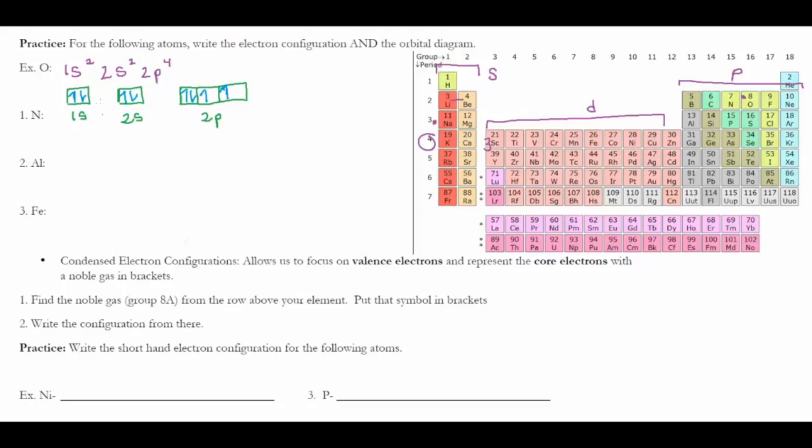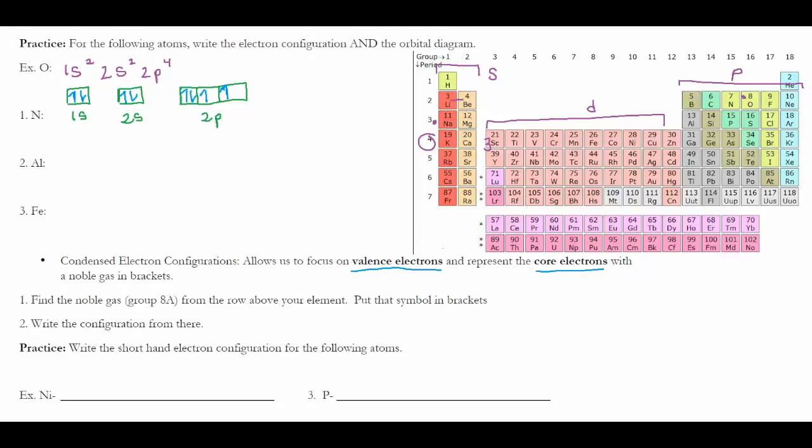Now, if instead of writing out this whole electron configuration, I want to write out the condensed electron configuration, or the shorthand, what that allows me to do is actually to focus on the valence electrons, and represent the core electrons with a noble gas in brackets. So that brings up the question, what are valence electrons, what are core electrons? Valence electrons are your electrons that are in your outermost energy level. Okay? Core electrons are the electrons that are closest to the core, closest to your nucleus.